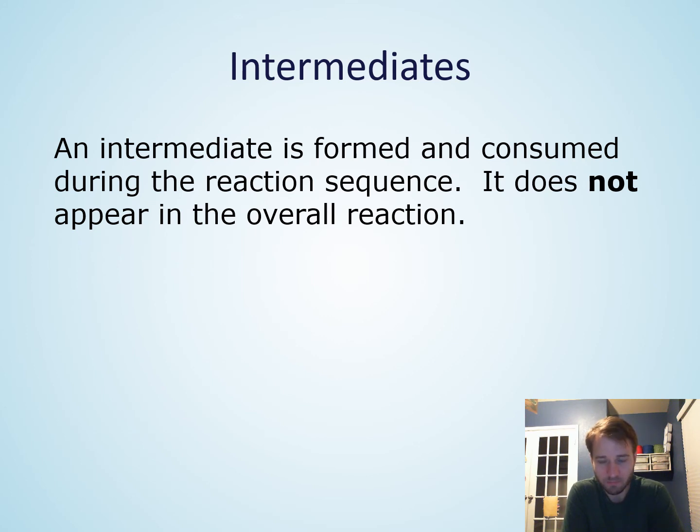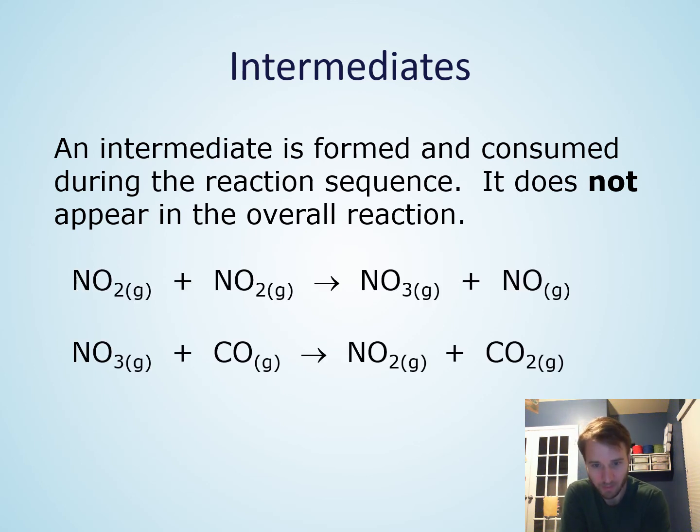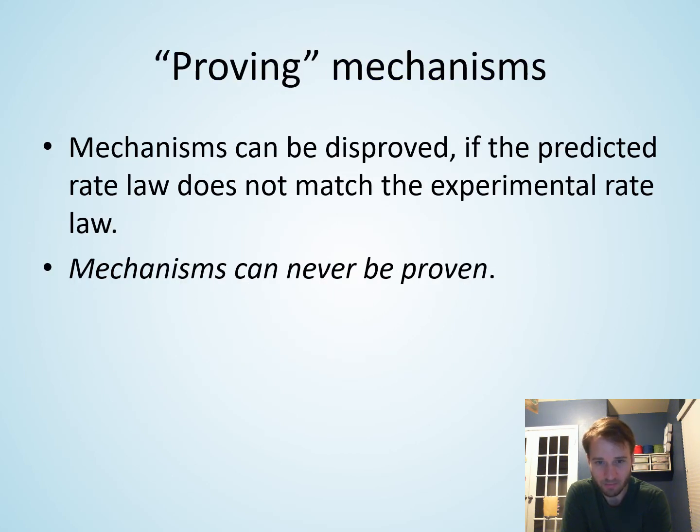Just note that intermediates do not appear in the rate law. Intermediates should never appear in the rate law, and we only want reactants or products in our rate laws. Intermediates don't appear because they're formed and consumed during the overall chemical reaction, so they only exist temporarily. Our rate law should never depend on the concentration of NO3, which is an intermediate.